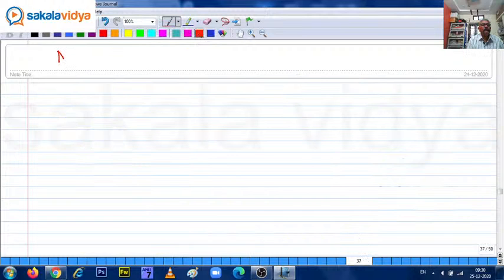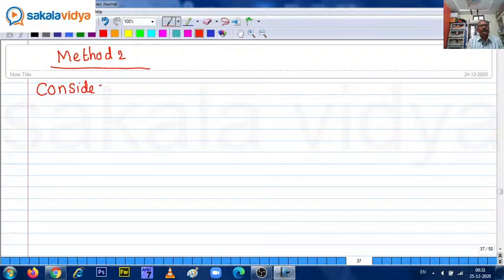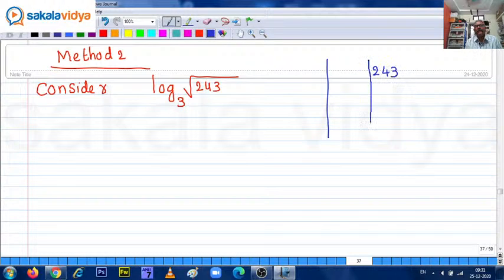So now method 2. Method 2. Consider log of root 243 to the base 3. First, 243 prime factorization. Let me do it once again for your better understanding.